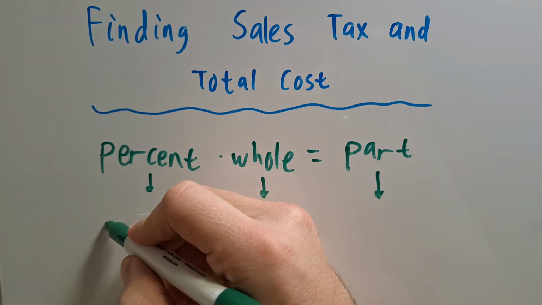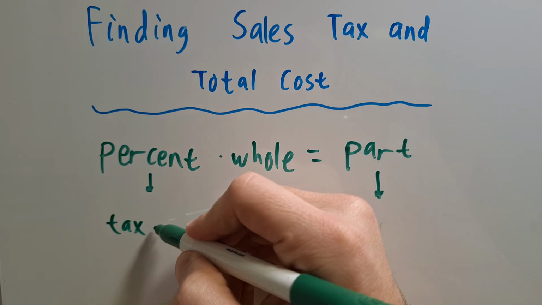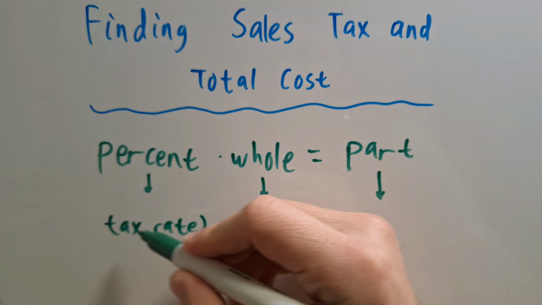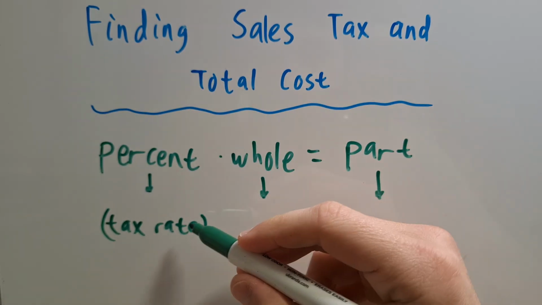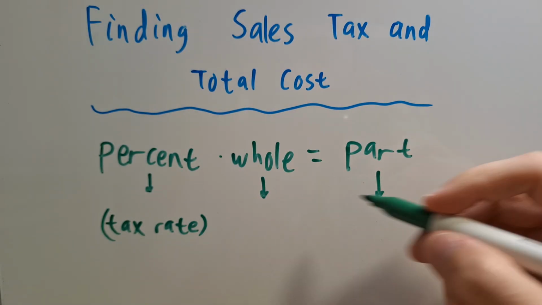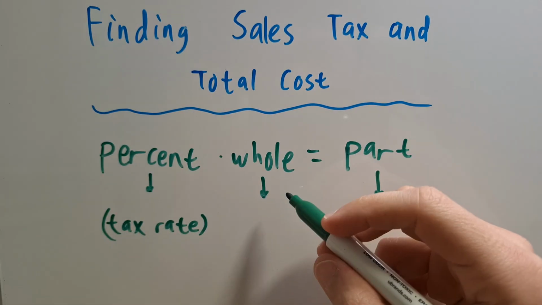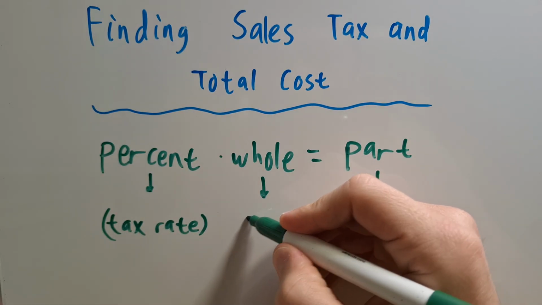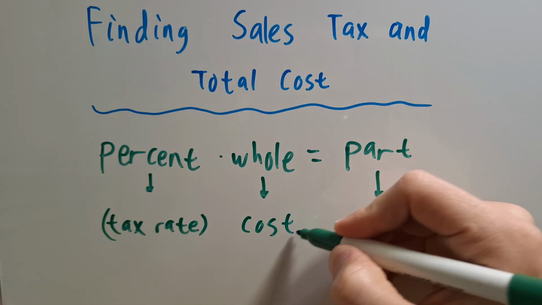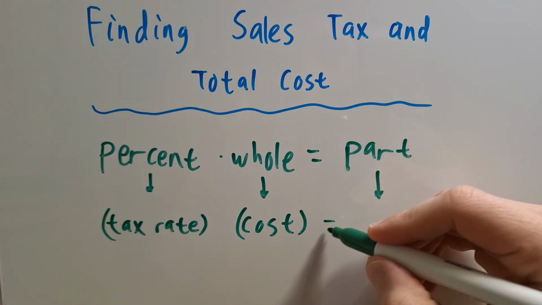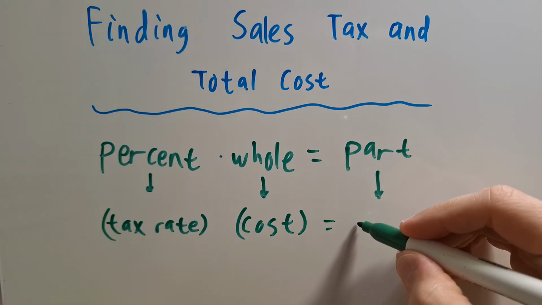The percent will be the tax rate. And for this video, that's going to be given for the example. We'll do another video where we have to find tax rate, but for this one, we'll be given the percent. The whole is going to be the cost of the item that we're dealing with. And then the part is going to be the amount that we pay in sales tax.